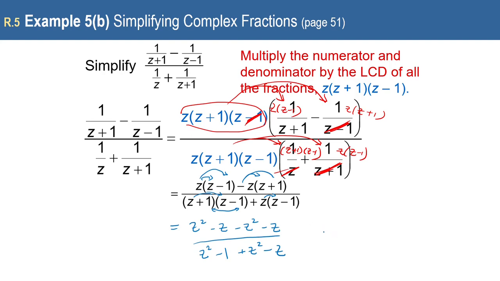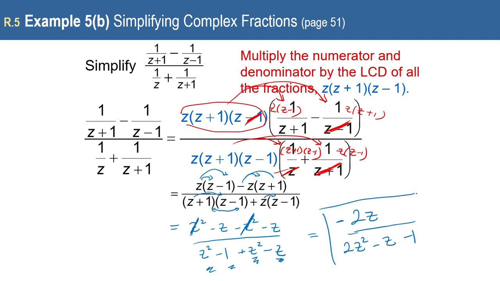Now let's simplify. Let's see if anything cancels out. Z squared cancels out with negative z squared. We have negative 2z on the top. We have z squared plus z squared is 2z squared. And then we have a negative z and a negative 1. And this is our solution. Negative 2z on the top and 2z squared minus z minus 1 on the bottom.